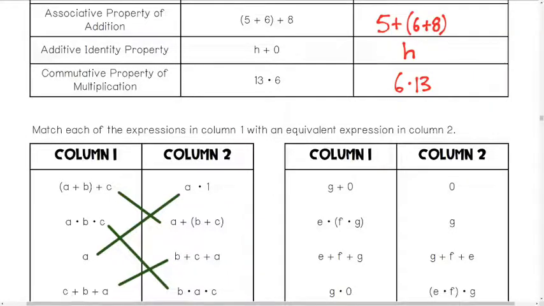Okay, same thing for the second set. G plus 0 is going to be G. E times F times G, with the parentheses on F times G, is going to result in E times F, in parentheses, times G. And then E plus F plus G is the same thing as G plus F plus E. And then G times 0, that's going to result in 0.